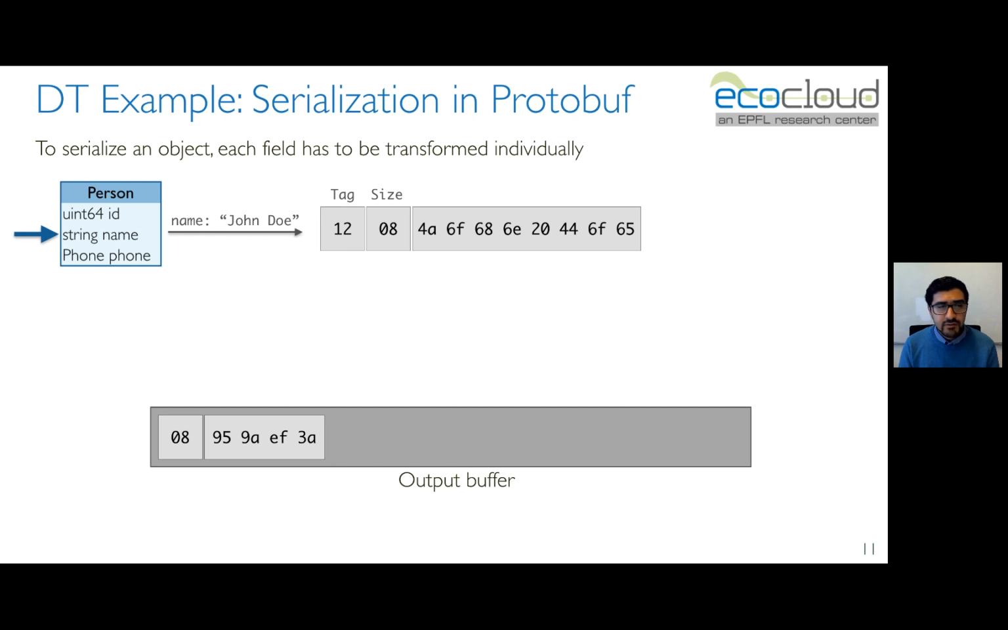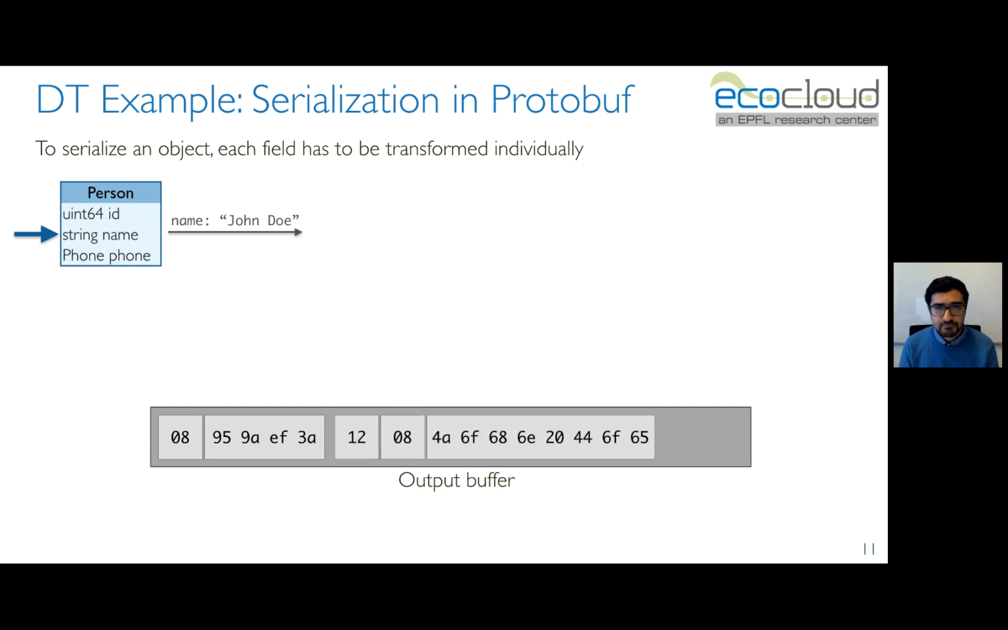Now it's the second field's turn. We will again have the tag. In this case, it's going to be 12. And we will have the size of the string after the tag and before the characters are written, which is 8. The size is also a varint, and the characters are each represented by a byte. Finally, as phone itself is a submessage, Protobuf will recursively serialize this phone object, but we won't get into that in this example.